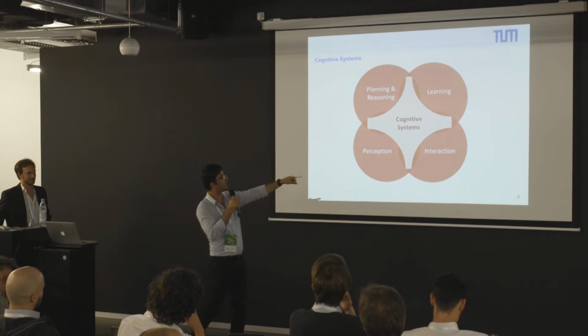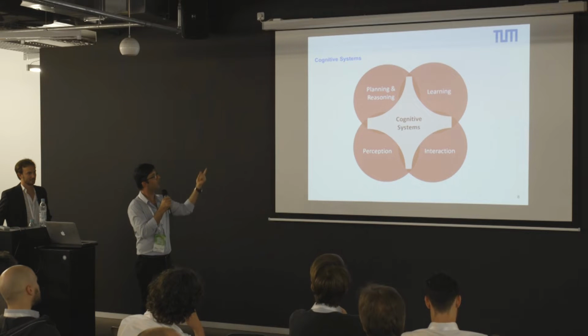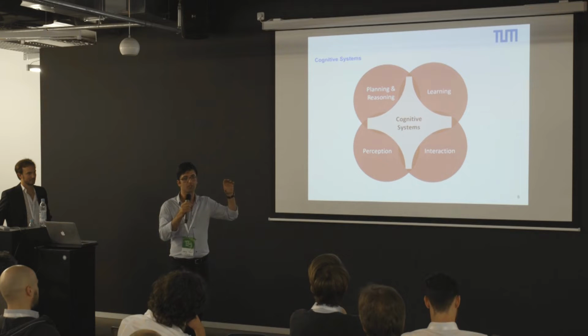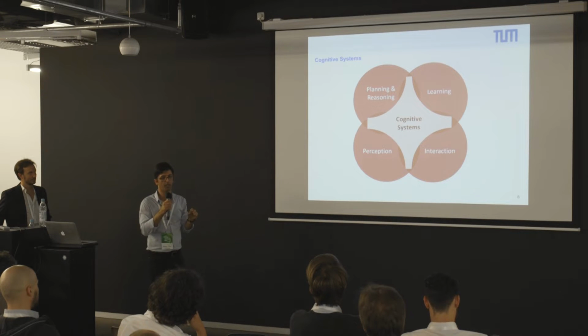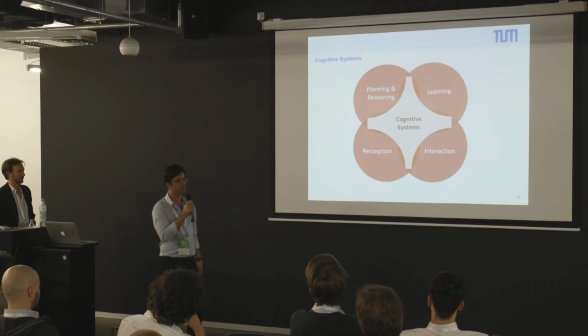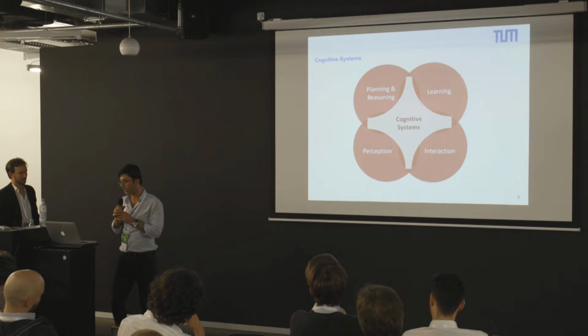When we are interacting with the object, we learn about the object's environment, and then we do planning and reasoning. And this is a loop. We cannot say we are just learning, we are using machine learning. This is, for me, not correct, because we have to have this loop, which we call perception, interaction, and learning, and planning and reasoning.